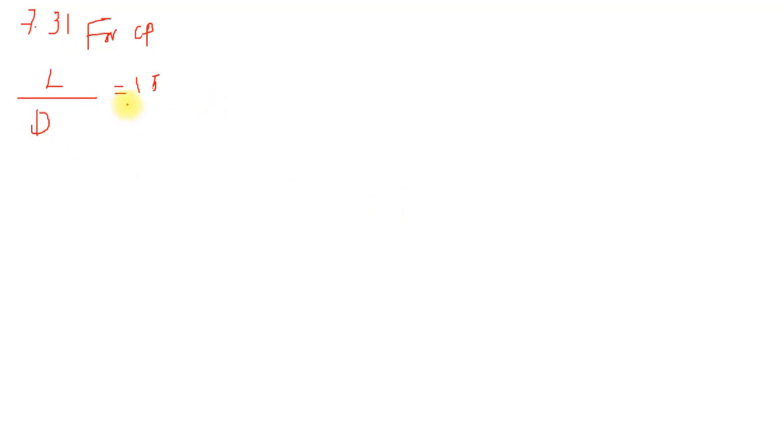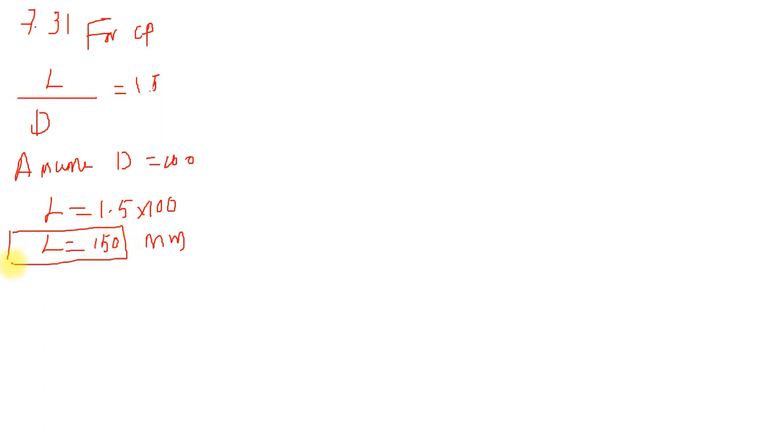I am taking 1.5 as the L by D ratio, and I am going to assume here D is equal to 100 mm. So I can write L is equal to 1.5 into 100, where L is equal to 150 mm. So L is equal to 150 mm. Okay, now I have found the L.